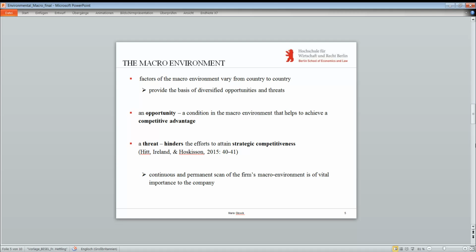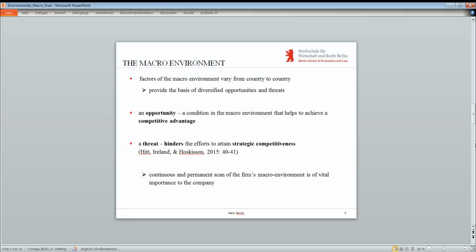Because factors of the macro environment vary from country to country, they provide the basis of diversified opportunities and threats for the international business activity of the firm. An opportunity is a condition in the macro environment that, if properly utilized, helps the firm achieve a competitive advantage, while a threat may hinder a company's efforts to attain strategic competitiveness in global business.